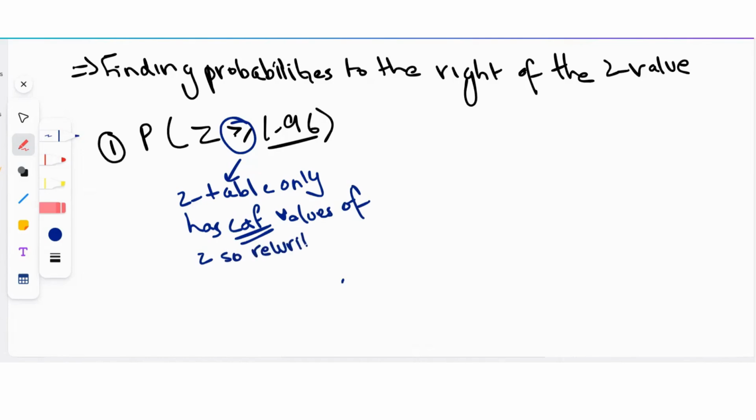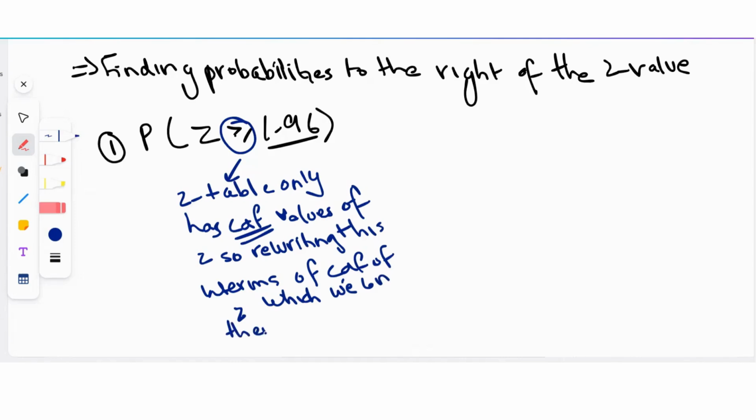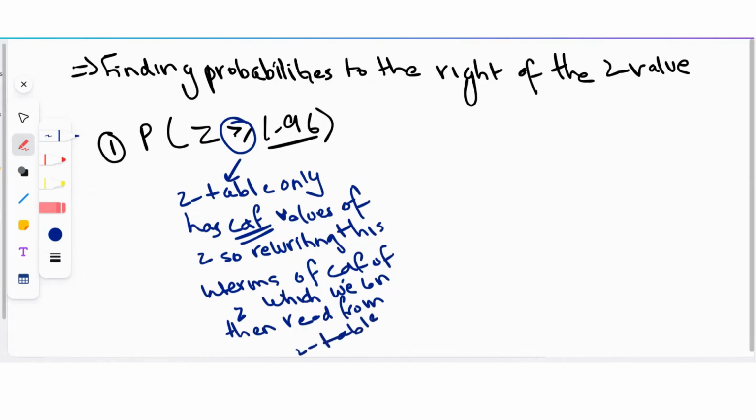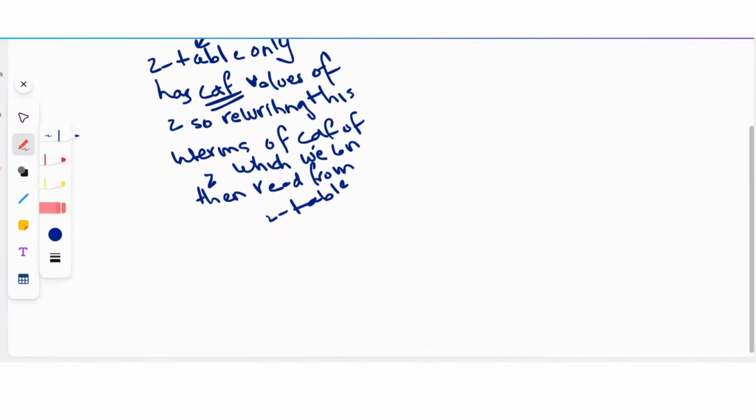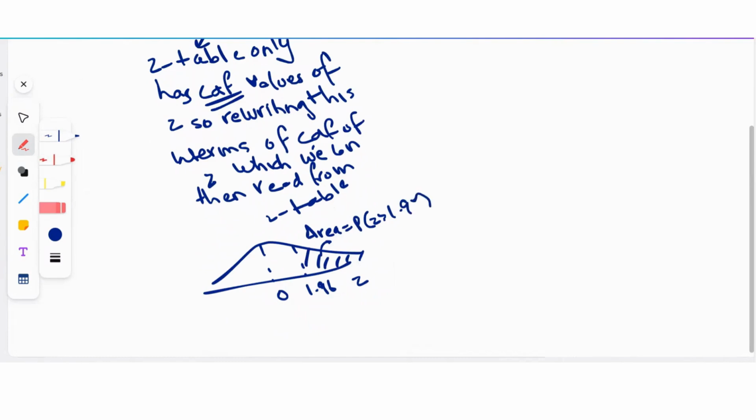So we'll rewrite this in terms of the CDF of Z, and for this we'll use the complement rule, which we can then read from the z-table, because the z-table has CDF values for positive values of z. Here, if I plot this, essentially what we're finding is the probability Z is greater than 1.96. This is the area we're interested in. This area is the probability Z is greater than 1.96.